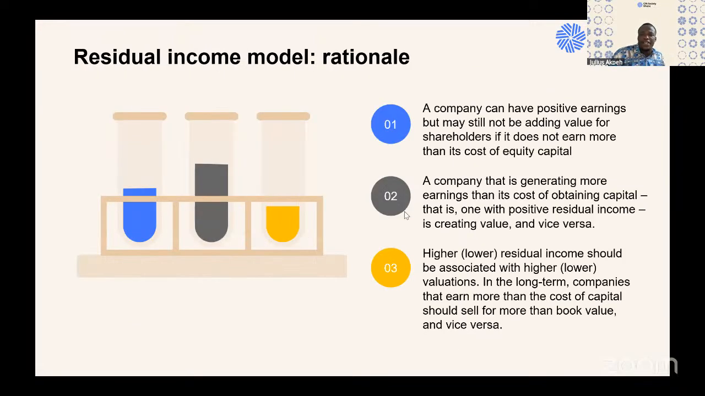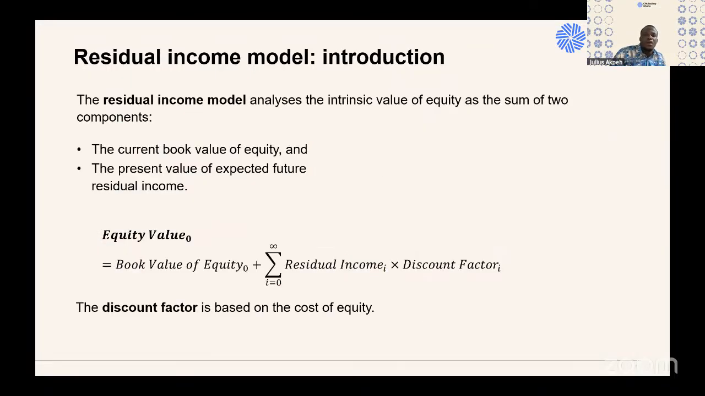So going back here, we talked about that. I said higher residual incomes are associated with higher valuation, and in the long term, companies that earn more than the cost of capital should sell for more than book value, and that's what I've just explained. Let's get into it now.